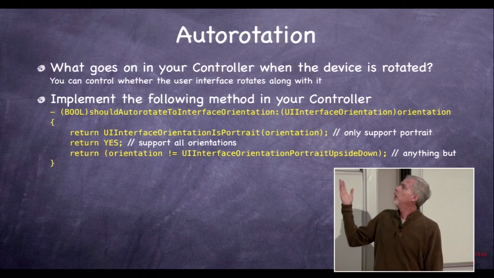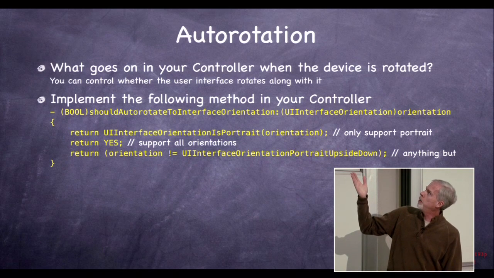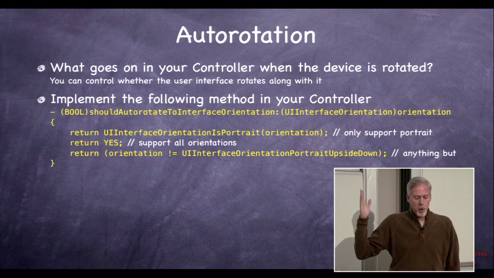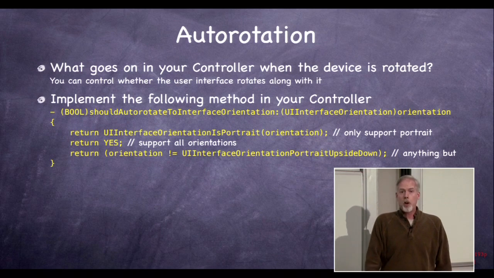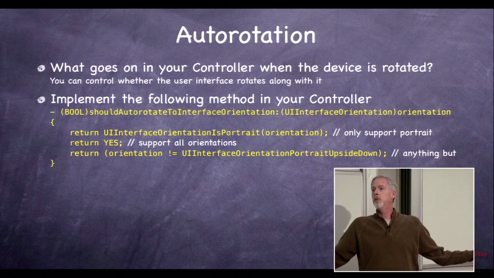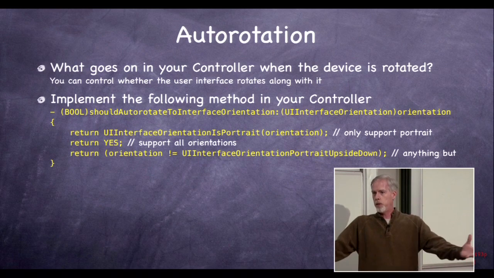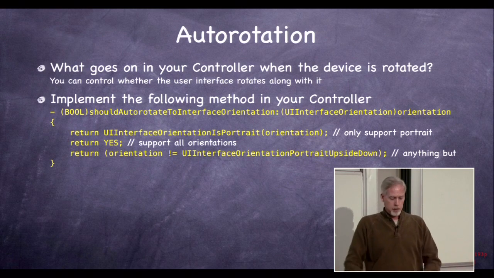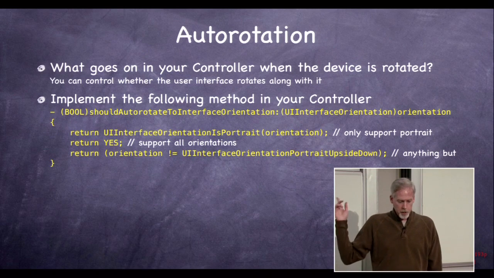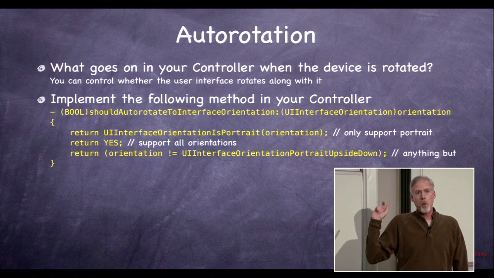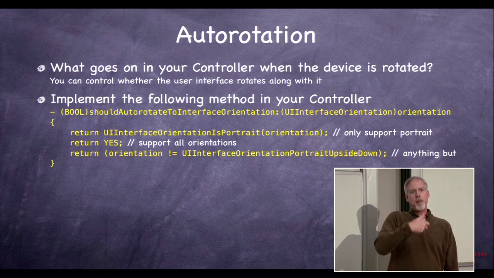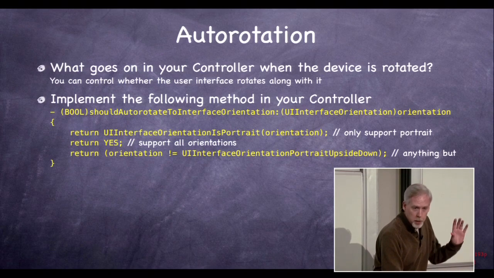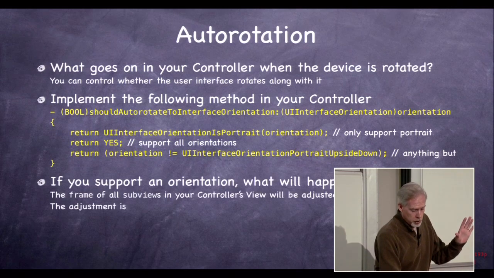And so there's a macro called UIInterfaceOrientationIsPortrait, so you could pass the orientation to that macro and find out if it's one of the two portrait ones. You could also just return yes, which means I'll rotate to any orientation. I'll allow my views to be rearranged to any orientation. Or you could just prohibit one particular one, like maybe you just don't like the upside down because you don't want the home button on the top, but you'll allow landscape and you'll allow normal portrait, okay? So you just implement this method in your view controller.